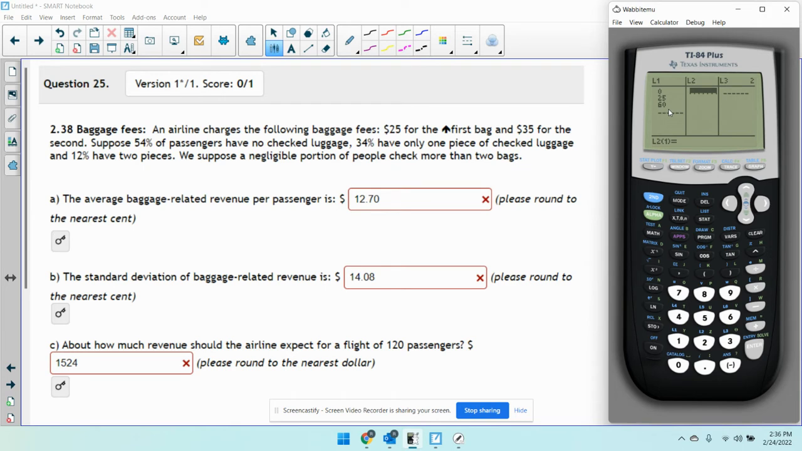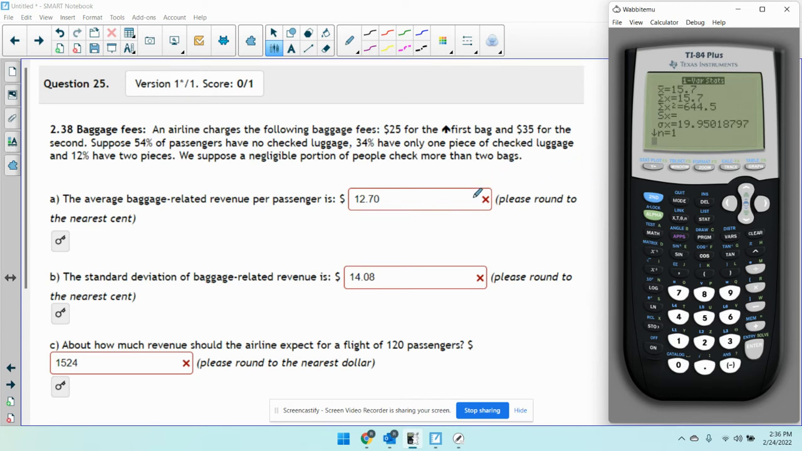All right, so what percent of passengers have no checked luggage? So 54% or 0.54 will pay zero fees. 34% have one checked, so that'll be 0.34. And 12% will pay the $60. Okay, so now when we do that, we'll go back to stat, calculate one variable statistics, L1 and frequency.